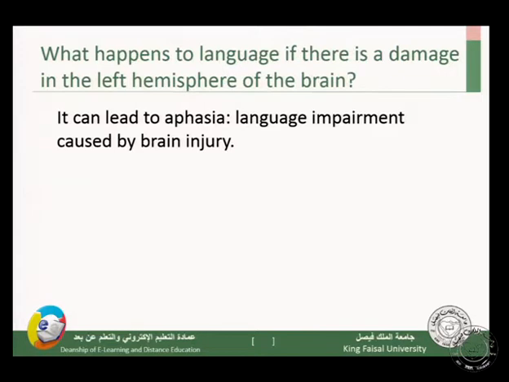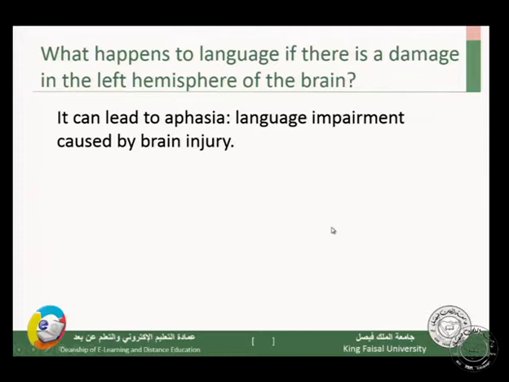What we mean by impairment is deterioration, a lack of ability. Now, most of you speak fluently. What happens if you had damage on the left side of the brain? Is this going to affect your ability to speak or not?